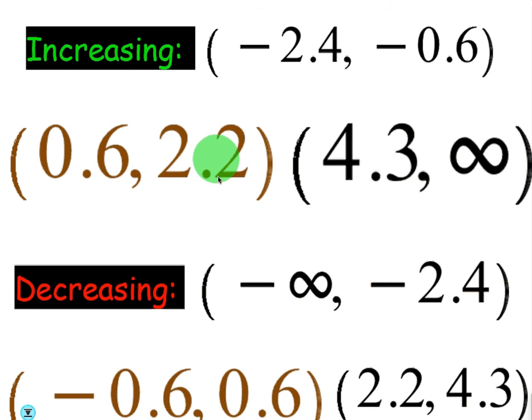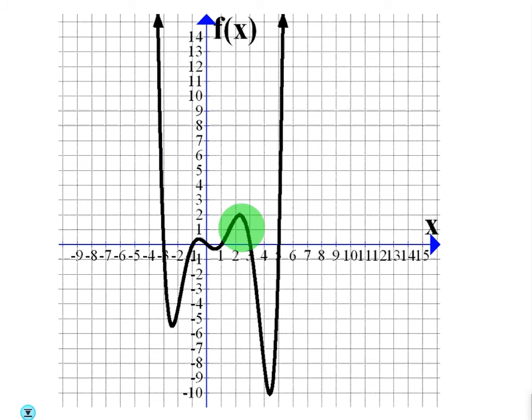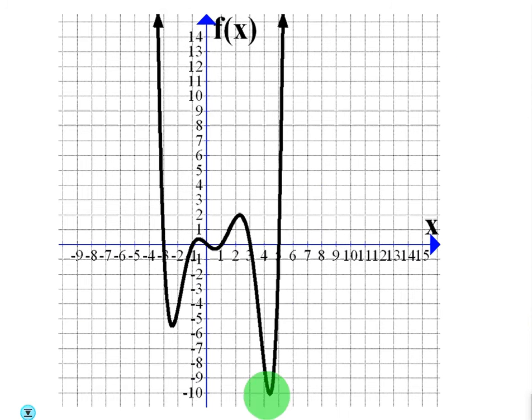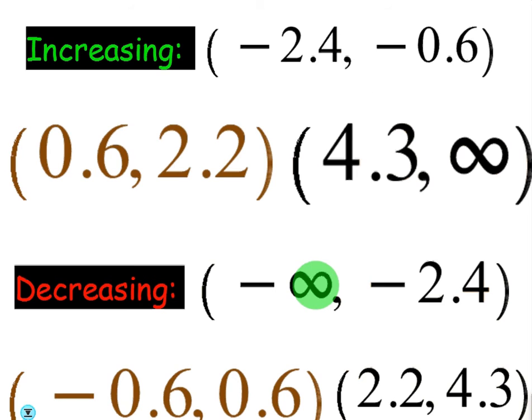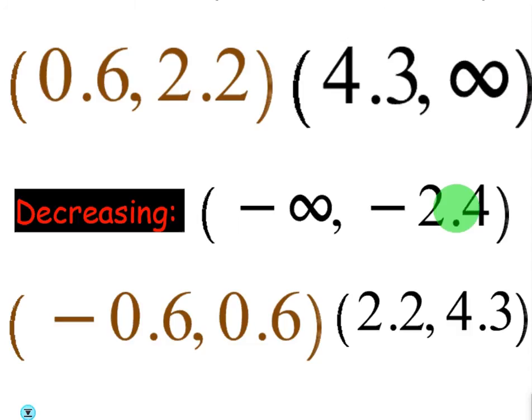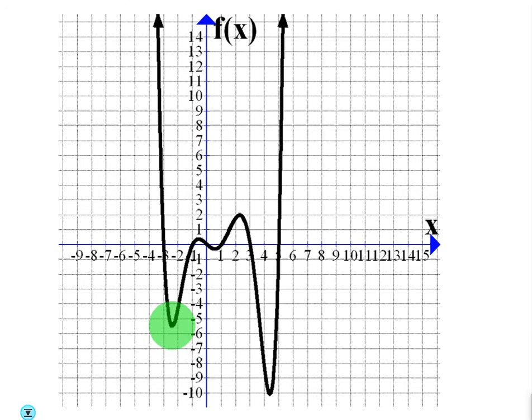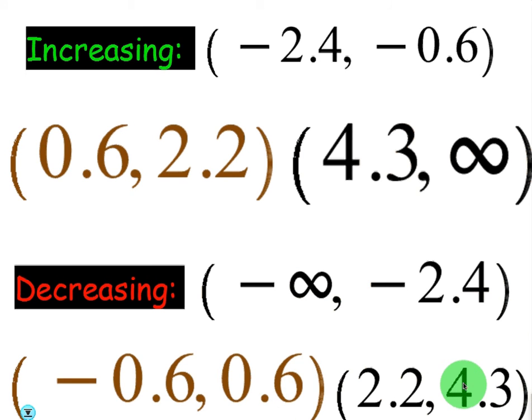Remember, it's in parentheses, not brackets. And the final place it increases is from 4.3 to infinity. Again, you can put 4.2 or 4 point something, doesn't matter. Okay, and then it decreases from negative infinity up until that same value, so we can just put negative 2.4. And we already talked about it decreasing from negative 0.6 to 0.6. Finally, it decreases from about 2.2 down to about 4.3. So we can put decreasing there.